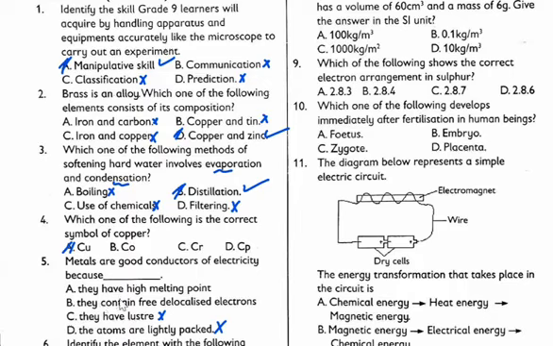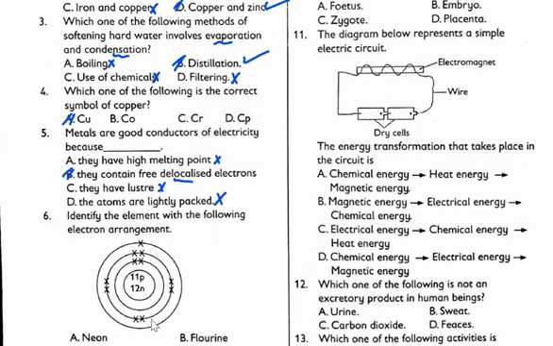What about A? They have high melting point. That one is not the main reason. Therefore, the reason for question number 5 is because they contain free delocalized electrons. This means that metals have free moving electrons in their structure, which carry charge and allow conduction. That's why they are good conductors of electricity. Let us go to question number 6.